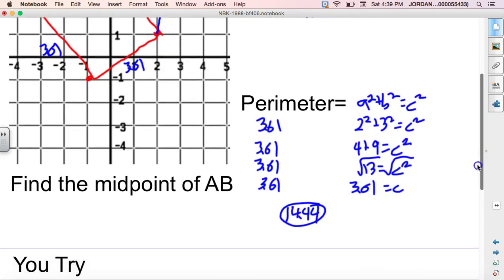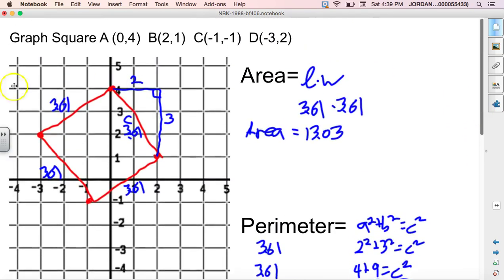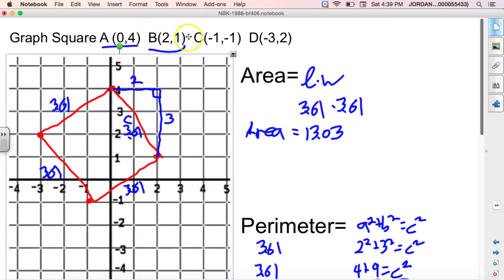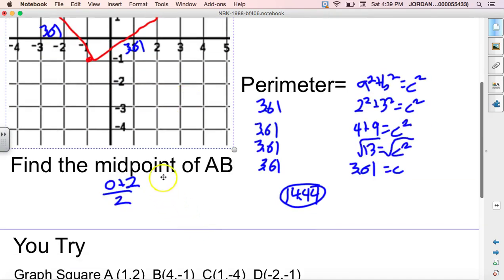All right, last thing, let's find the midpoint. I want to find the midpoint of AB. So this point is A, this point is B. So we're using these coordinates in our midpoint formula. We're going to add the x's, so we're going to add 0 and 2, and divide by 2. And then we're going to also add the y coordinates, 4 and 1. So 4 plus 1 divided by 2. And that will give us the coordinates of our midpoint.